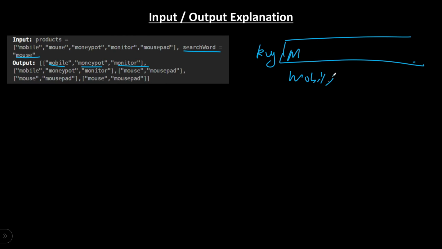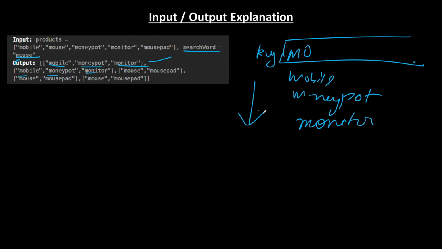Mobile, money pot, and monitor, right? Great. Then you will store it here. After that you will go and write mo. Then what will happen? From here you can see that mobile is there, money pot will also be there, and monitor will also be there because it's matching, right? Because all of them start with mo, and they are in lexicographically increasing order.